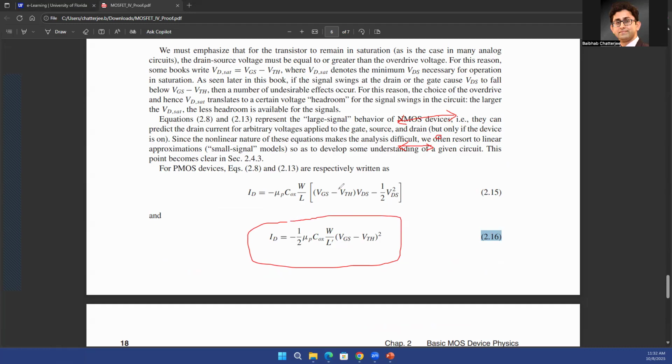So please go through these equations in your own time. I'll not ask derivations in the exam, so you don't need to remember the derivation, but this will help you understand how the MOSFET behaves. So let's stop here. In the next lecture, we'll start looking into how to solve or look into these equations in even more detail, and how to solve problems related to MOSFET.